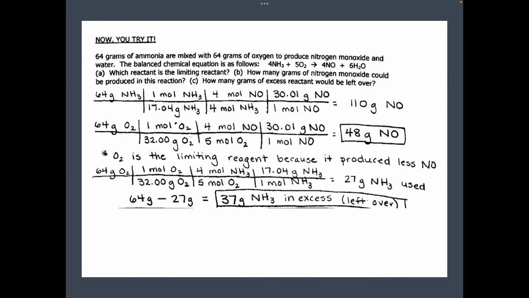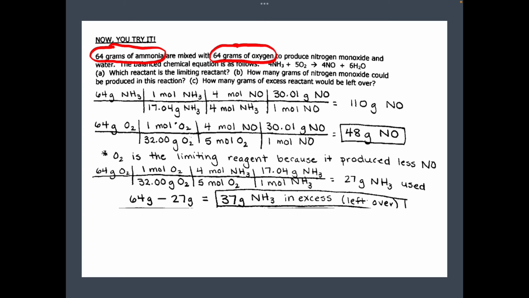Alrighty, let's go over this. So in order to figure out the limiting reagent, we need to do our two separate train tracks, just like we've been doing before. So with one of them, we're going to start with our 64 grams of ammonia, and the other one, we are going to start with our 64 grams of oxygen. So two separate train tracks.